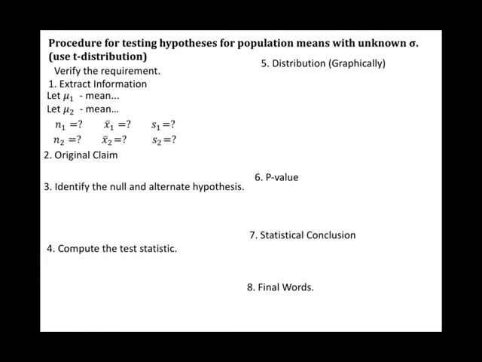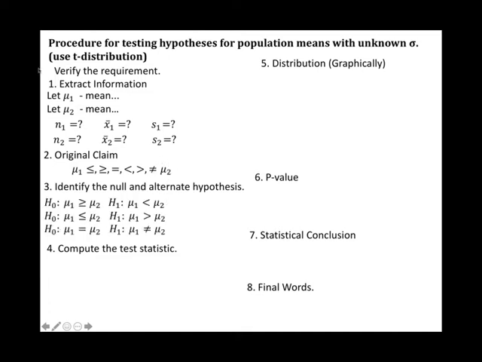Figure out sample size, sample mean, and sample standard deviation. So the original claim depends on your claim statement here. We're going to compare the population mean 1 with the population mean 2. Figure out the null and alternate hypothesis. If the alternate hypothesis is strictly less than, there'll be a left tail. Greater than, there'll be a right tail. Not equal to, there'll be a two tail.